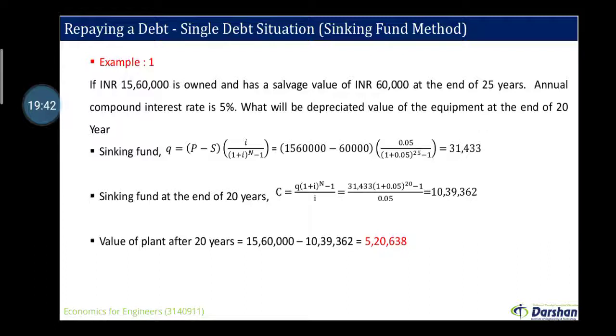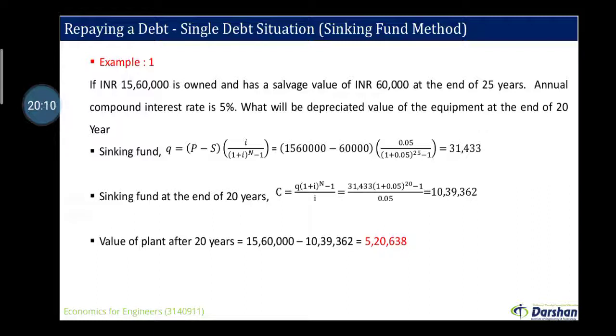If equipment costing 15,60,000 rupees is owned and has a salvage value of 60,000 (salvage value means scrap value) at the end of 25 years, and the annual compound interest rate is 5%, what is the depreciation value of the equipment at the end of 20 years? So here the sinking fund Q is equal to (P minus S) into bracket 1 divided by (1 plus i) power n minus 1.